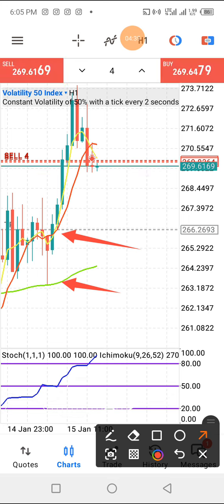Now, that is one. Then secondly, we can notice that at the moment where this took place, the moving average in the second window, the second indicator, was above level 50, indicating that price will still definitely push up.